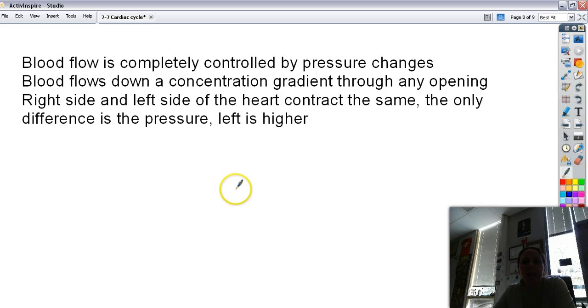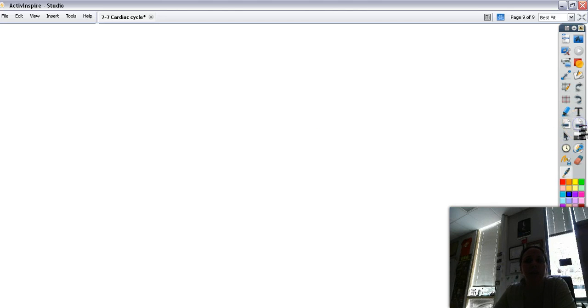The right side and the left side of the heart will contract the same way. The only difference is pressure. On the left hand side it's higher due to the fact that it's got to send all that blood throughout the body as opposed to just to the lungs.